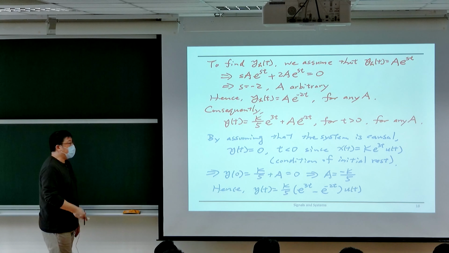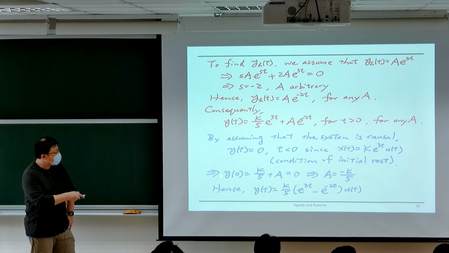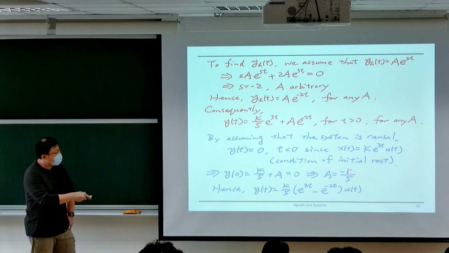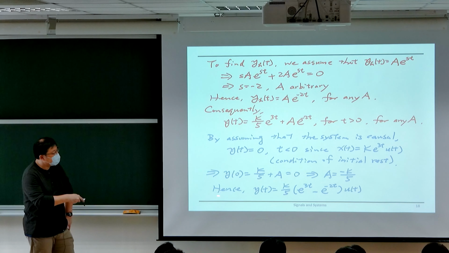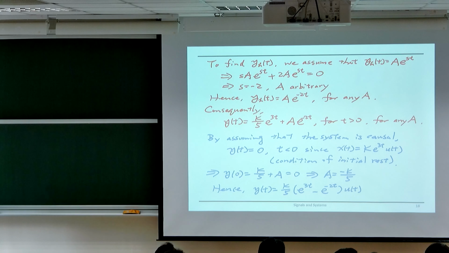And by this condition of initial rest, we also know that y should be equal to 0 at time 0. And this is satisfied by choosing a equal to minus k over 5. So substituting both of these inside, this is the final specific output signal that we get.